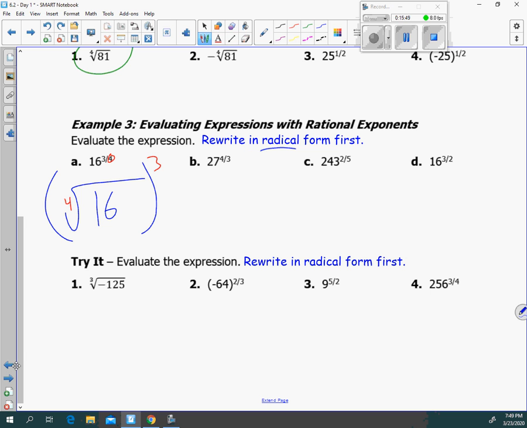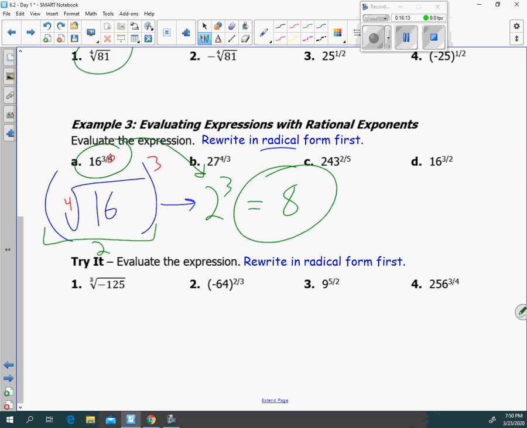Now, if you remember right, we just did this problem, right? We just did the 4th root of 16. So I'm not going to explain that. The answer is 2, right? So if that answer is 2, what is 2 to the 3rd? Right? Really, that's what this thing becomes, 2 to the 3rd, which is the whole number 8. And that is our final answer for that one.